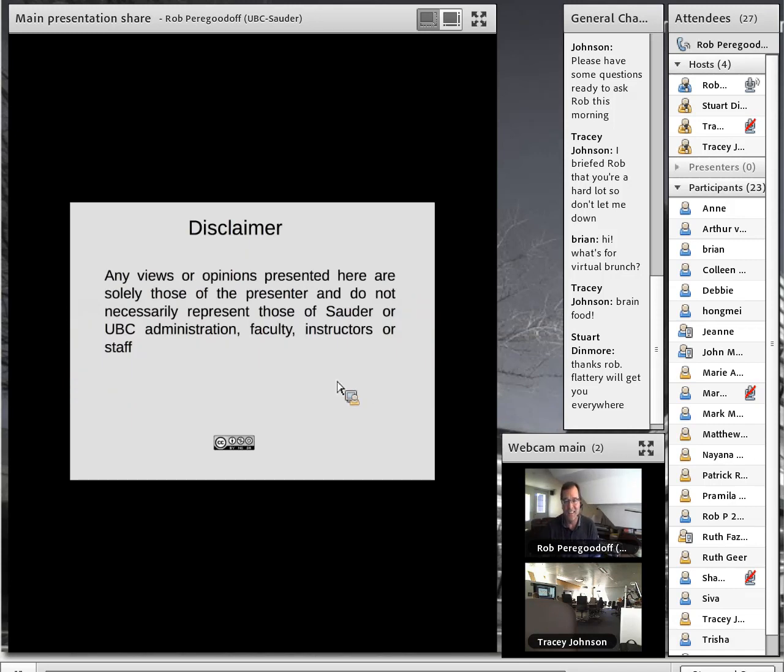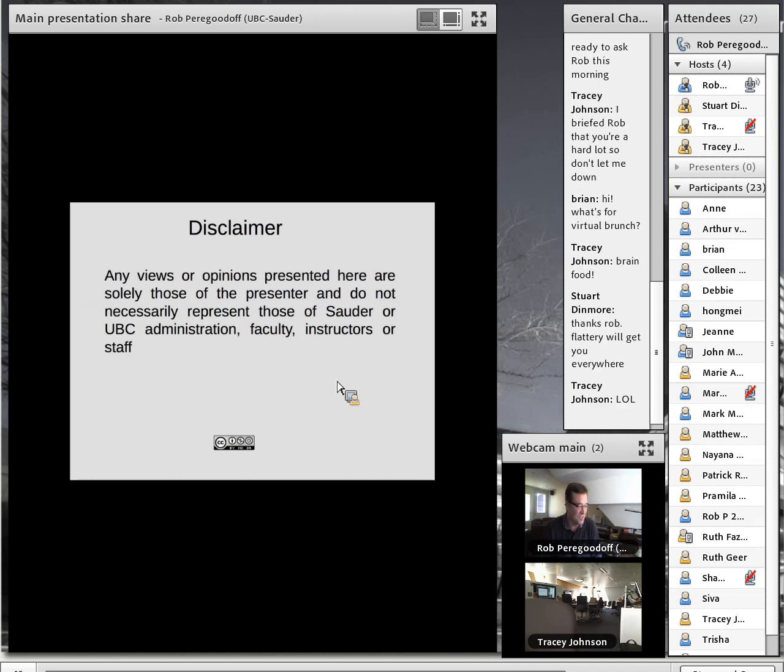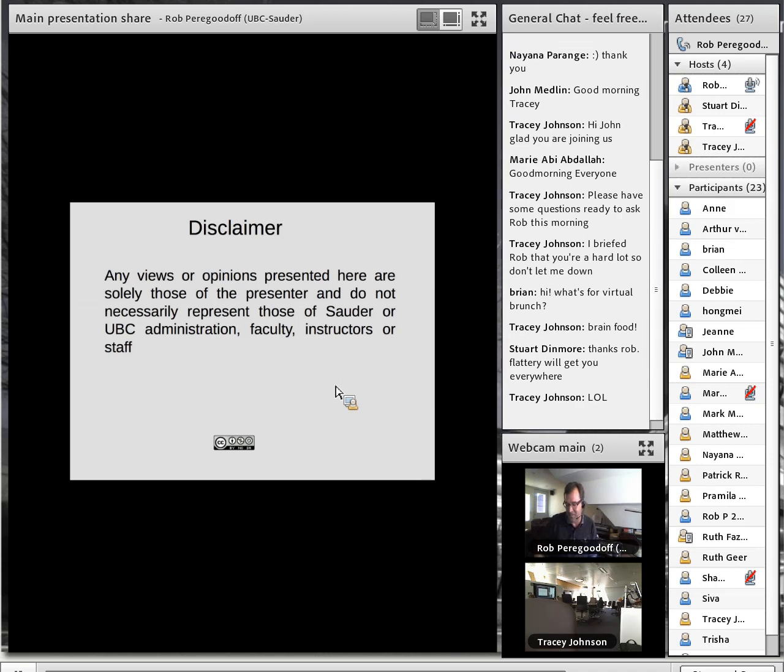I also like to start with this disclaimer. As Shane will attest to, political correctness is not something I suffer from. So especially when presentations are recorded, I always like to put this disclaimer up. You may or may not know, if you have been following the problems that the University of British Columbia has been having in the media recently, so it's always good for me to put this up at the start.